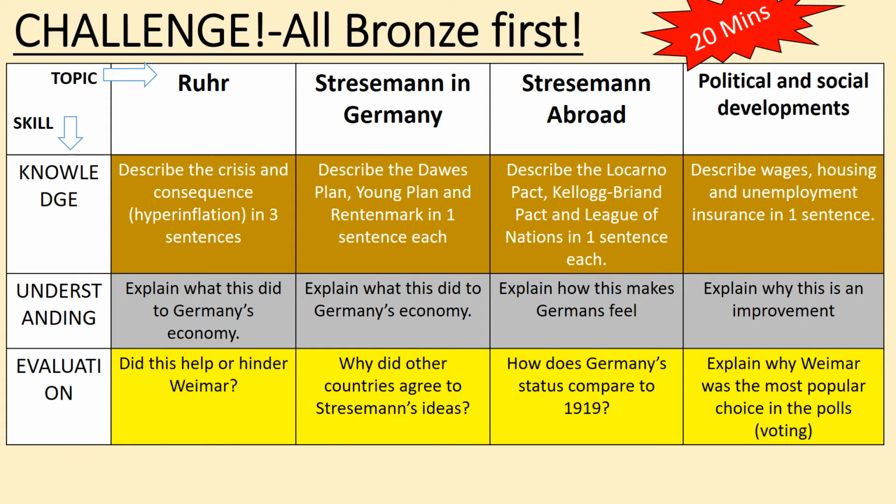You're going to describe the Dawes Plan, the Young's Plan, and the Rentenmark in 1 sentence each. Then you're going to describe the Locarno Pact, the Kellogg-Briand Pact, and the League of Nations in 1 sentence. And then you're also going to describe wages, housing, and unemployment in 1 sentence each, please. And then again, you are free to mix and match silver and gold, whichever you prefer.